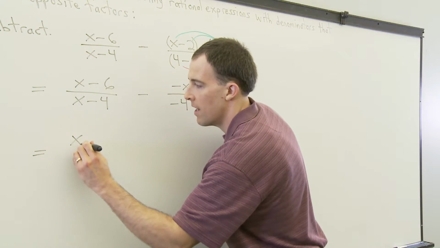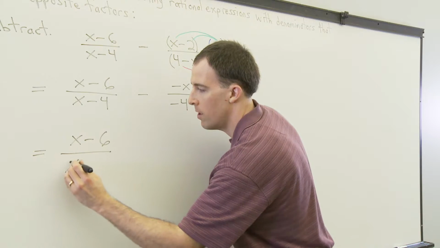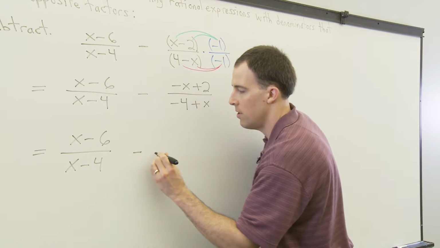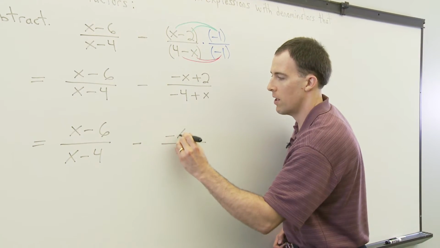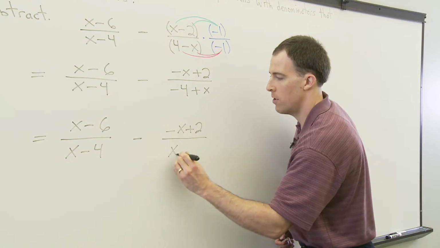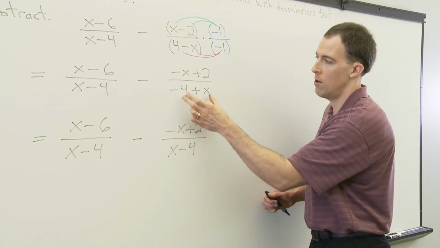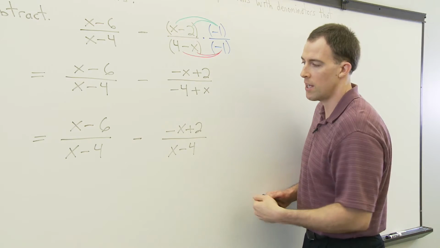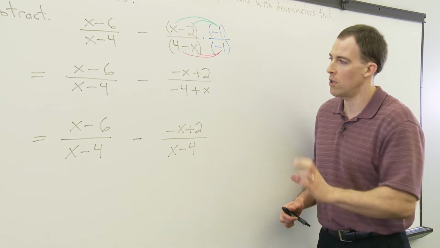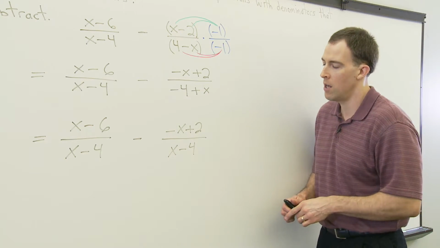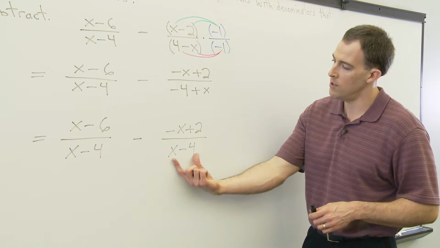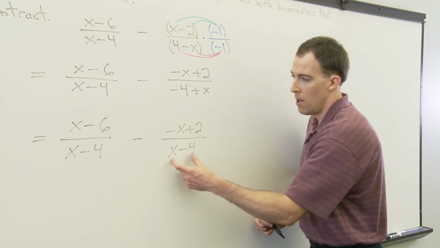So now we've got (x - 6)/(x - 4) minus (-x + 2)/(x - 4). I just switched the order of the two terms from the second denominator, which is a legal maneuver by the commutative property of addition. You can always switch the order of two terms that are being added. So the second denominator is equivalent to x - 4. The two denominators are now identical.